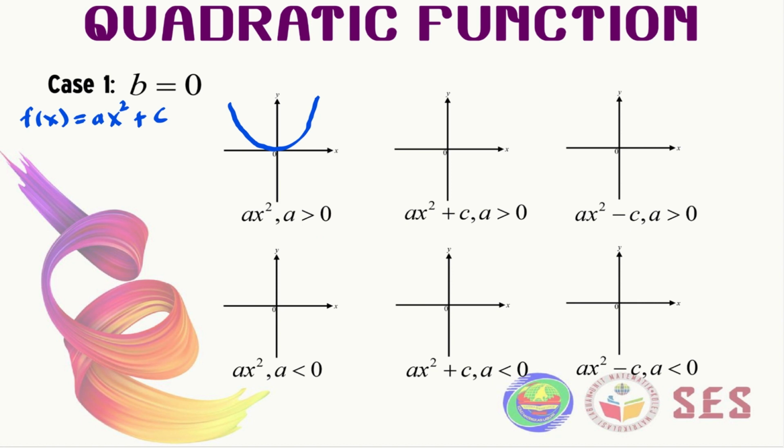The next one is ax squared plus c, where a is still positive. This plus c tells us that the graph is shifted vertically upwards by c units, so the graph should be like this. And what about ax squared minus c? The graph should be shifted vertically downwards by c units, for example, like this.